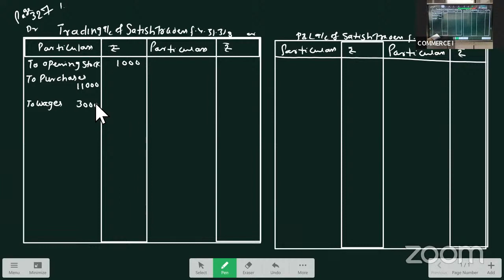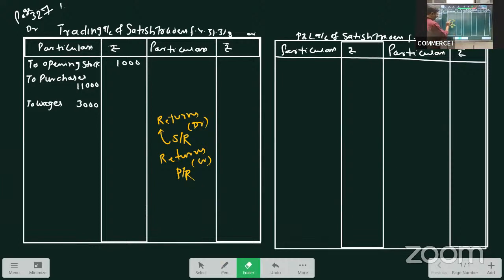Then we have returns given on the debit side. Remember, I told you if returns are given in the debit column, they are sales return. Returns given in the debit column means sales return, and returns given in the credit column means purchase returns. Okay? Sales return in the debit column, purchase return in the credit column. Okay?